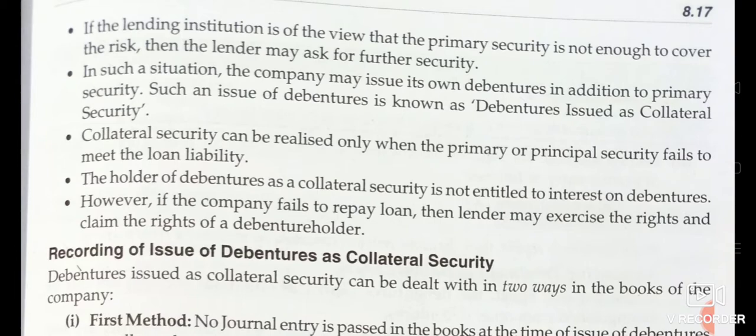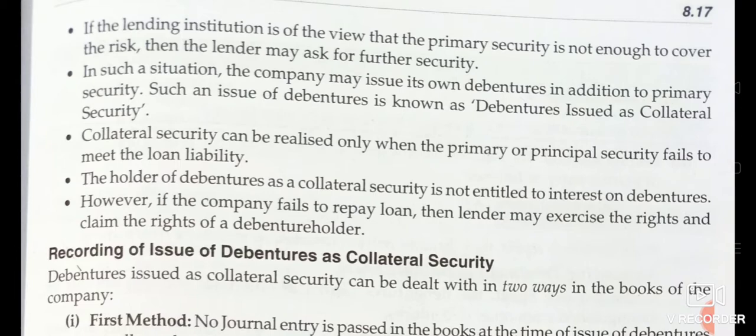If the company fails to pay the interest or principal amount, the lender will first realize the debts from the principal security, but if the principal security is not sufficient, then the bank or financial institution, that is the lender, may claim all the rights of a debenture holder, because the debentures are given as collateral security to them. When debentures are given as collateral security, the bank is not entitled to get interest on these debentures. Keep this in mind.